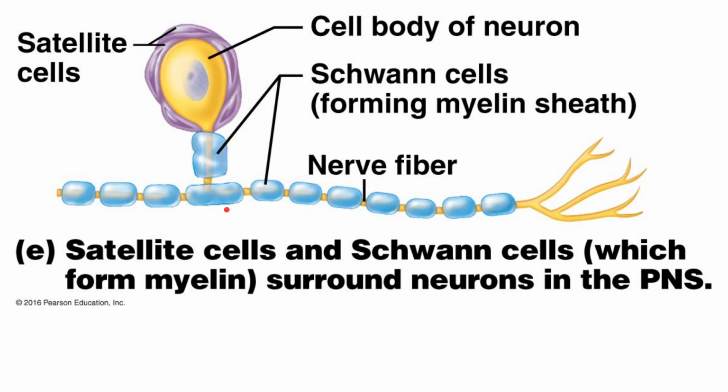And then down here are Schwann cells. And you might be thinking, hey, aren't those oligodendrocytes? You would be right, except since they're in the PNS, we call them Schwann cells. So Schwann cells wrap their process around nerves in the PNS and form an insulating myelin sheath.